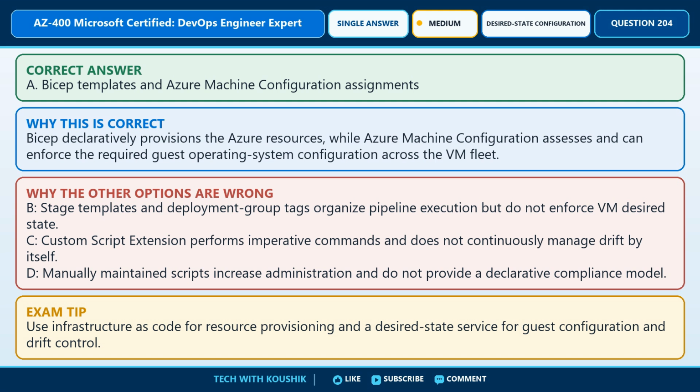B. Stage templates and deployment group tags organize pipeline execution but do not enforce VM desired state. C. Custom script extension performs imperative commands and does not continuously manage drift by itself. D. Manually maintained scripts increase administration and do not provide a declarative compliance model. Exam tip. Use infrastructure as code for resource provisioning and a desired state service for guest configuration and drift control.